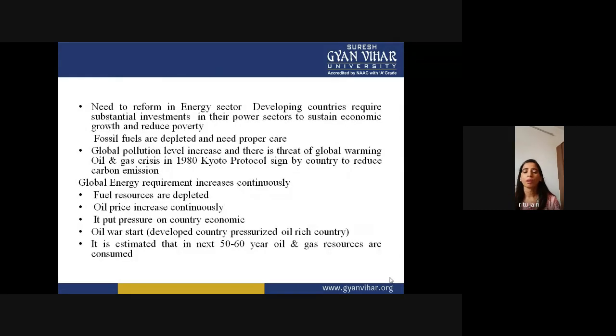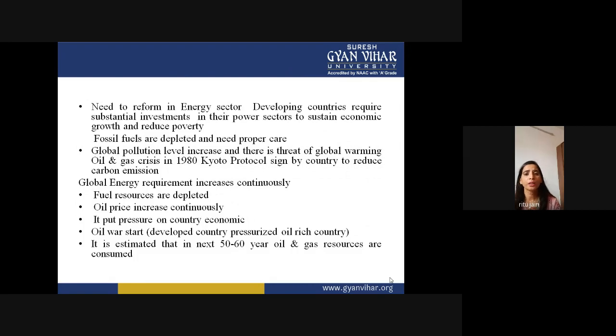Now, what is the need to reform the energy sector? Developing countries require substantial investments in their power sectors to sustain economic growth and reduce poverty. We want to get electricity at a cheaper cost, and it must also be healthy for our environment. So we have to choose some path or way to sustain our economic growth and reduce poverty by developing or reforming energy sectors.